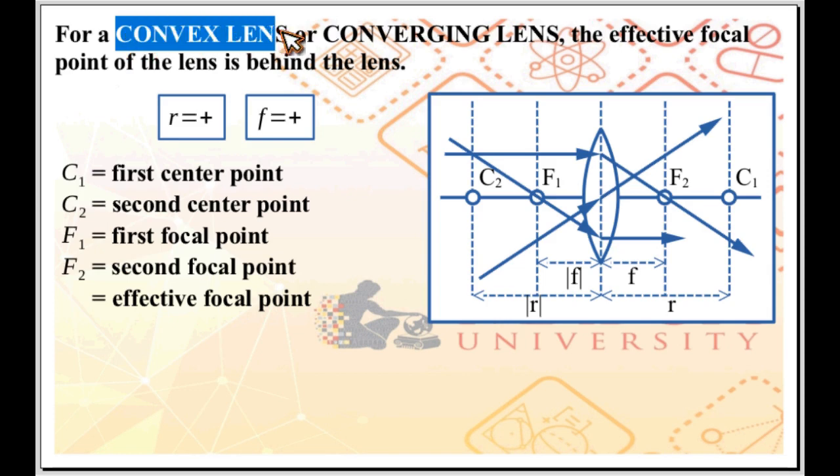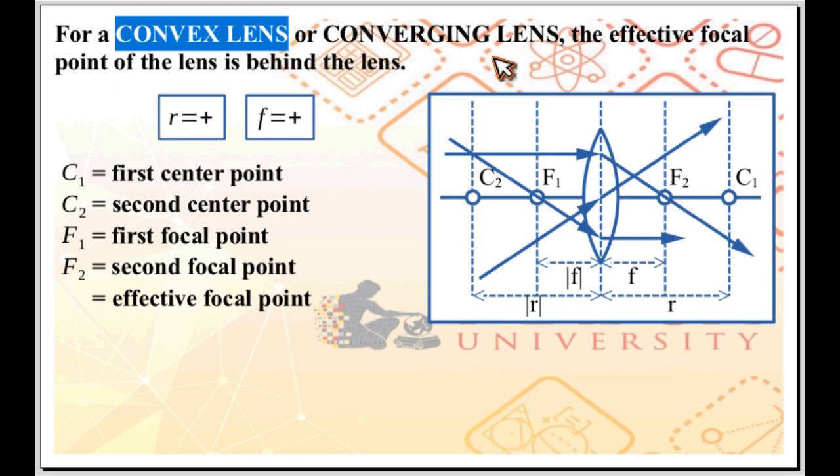For a convex lens, also known as a converging lens, the effective focal point of the lens is behind the lens. And since we're talking about lenses, lenses use refracted light to form images, particularly intersecting refracted light, which is behind the lens. If the effective focal point is behind the lens, that means the focal length is positive. So for a convex lens or converging lens, the focal length F is positive, and since F is equal to R over 2, half of the radius of curvature, if F is positive, R is also positive. So for a convex lens, automatically R is positive and F is positive.